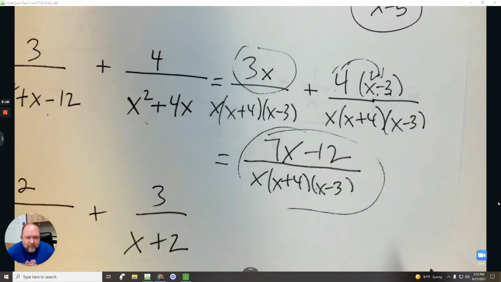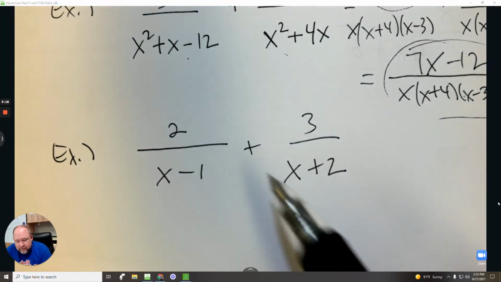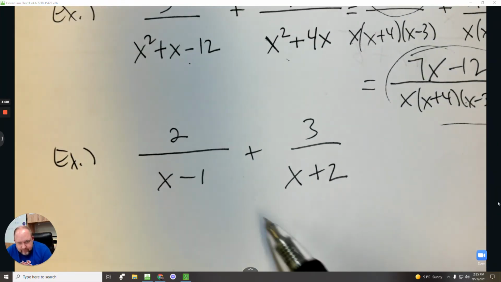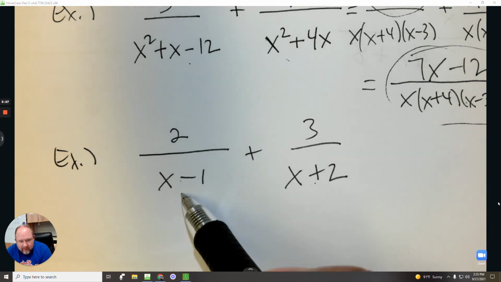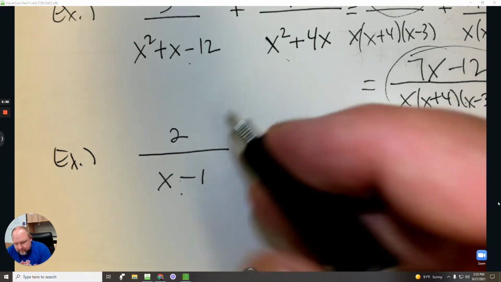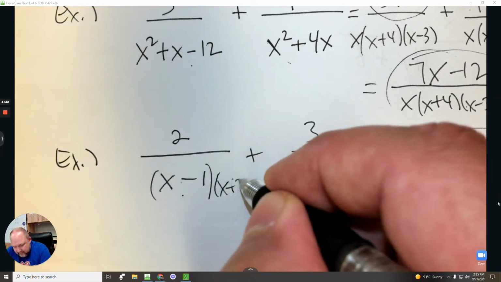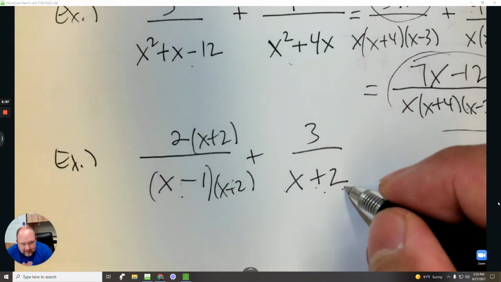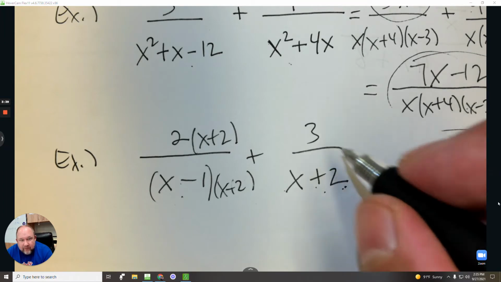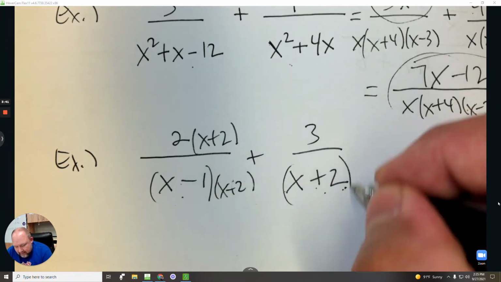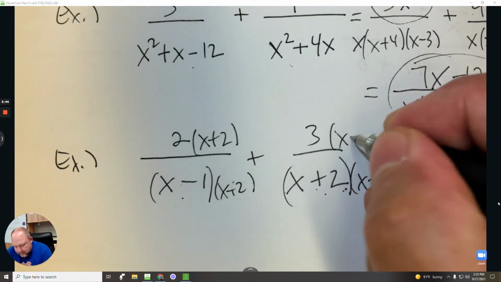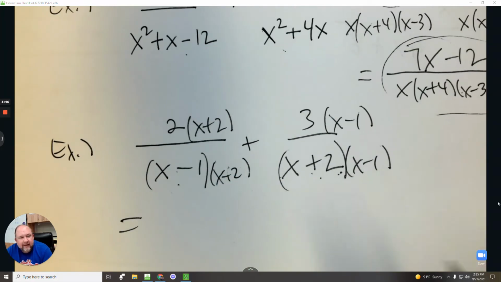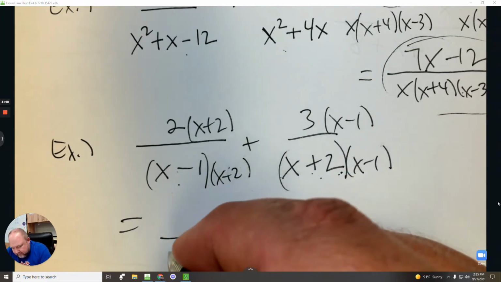So again, what happens when the denominators are not the same? So I want to add these together, but the denominators are not the same, and it's not factorable. So now what? So in this scenario, I'm going to take the other denominator, in this case x plus 2, and I'm going to multiply top and bottom by that. The second fraction, I'm going to do the same thing with the other denominator. So x minus 1, top and bottom. Now the denominators are the same.